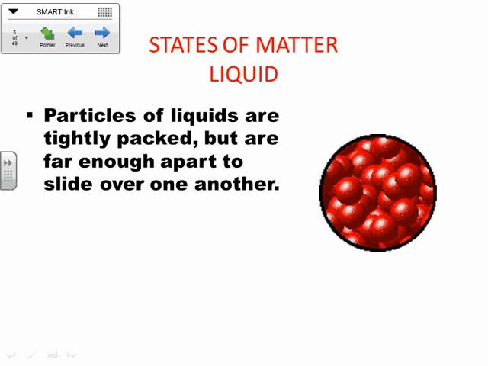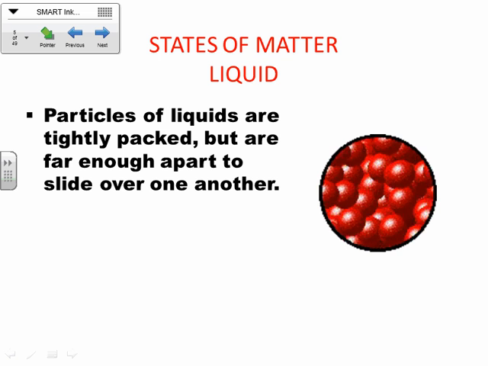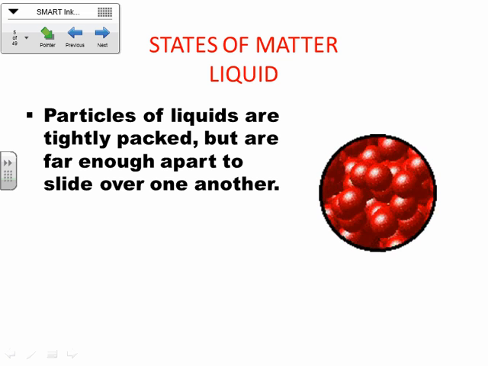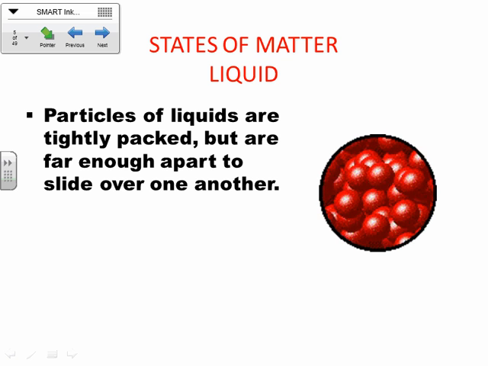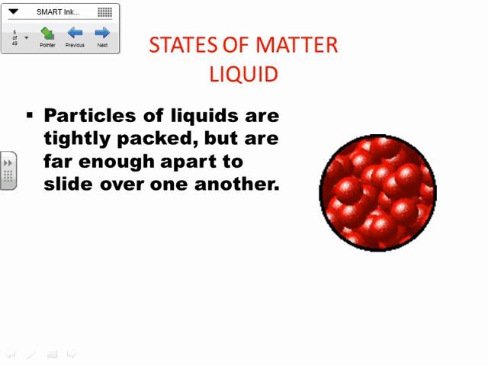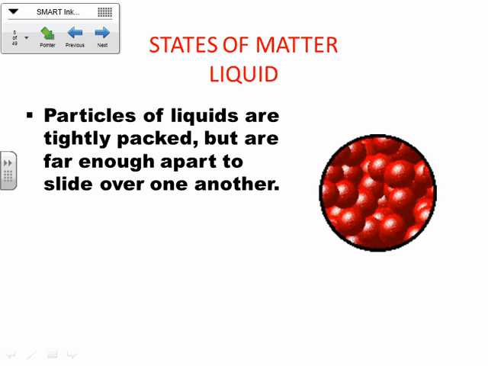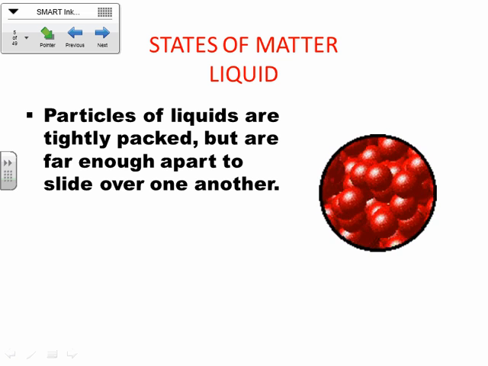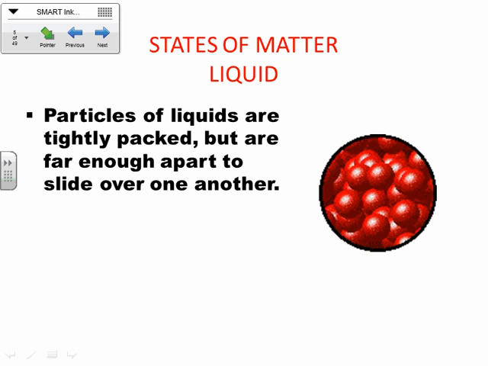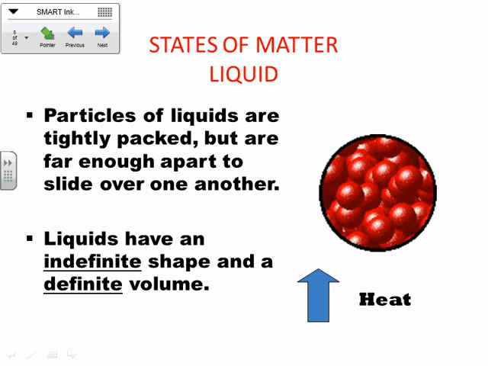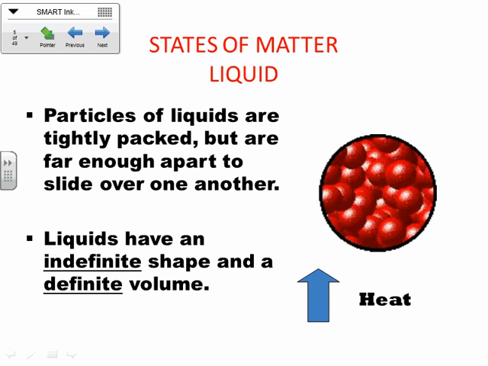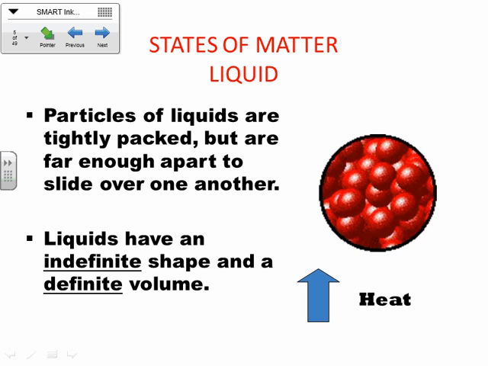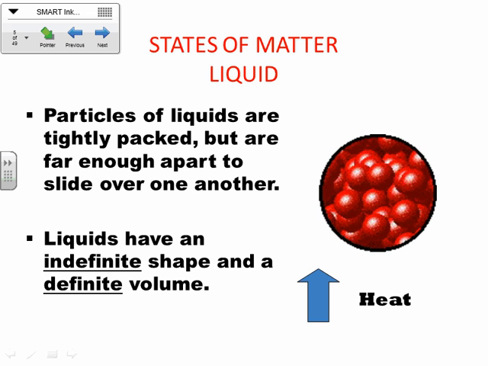Now notice what the particles are doing. So liquid, still tightly packed, all right? So there's not much change in volume when you melt a solid into a liquid. But they're far enough apart now that they can kind of slide past one another. And they have an indefinite shape, but they have a definite volume. Again, you've known this for a long time.